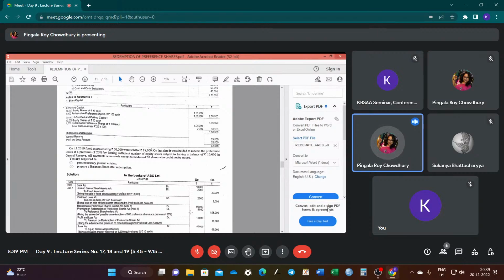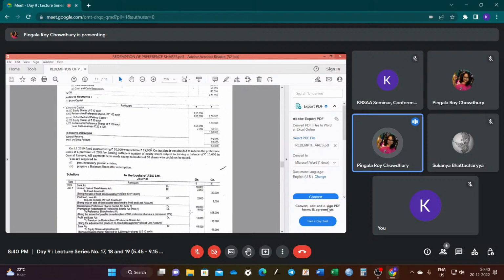Now you are redeeming them at a premium of 20%. 20% of what? As we all know, the premium amount is calculated on the face value of share. So 100 rupee is the face value. 20% of 100 rupee is 20. So 20 rupees is your premium amount. Now you have redeemed 900 shares. So the total redemption amount will be 900 shares at the rate rupees 20, which will give you rupees 18,000 as premium on redemption. Preference shareholders account 1,08,000. Total 90,000 for redemption, 18,000 for premium. Total preference shareholders have to be paid off for 1,08,000.